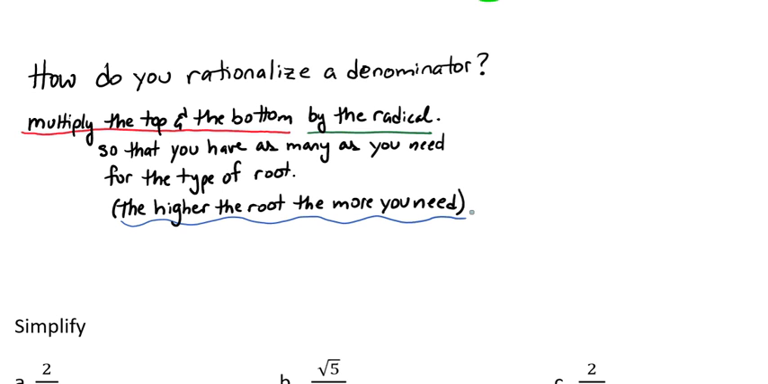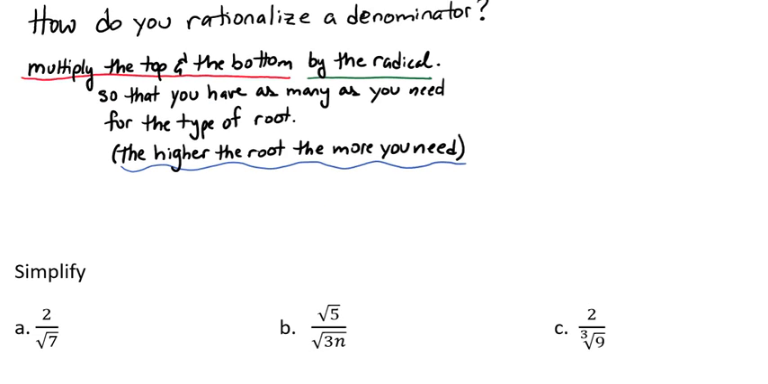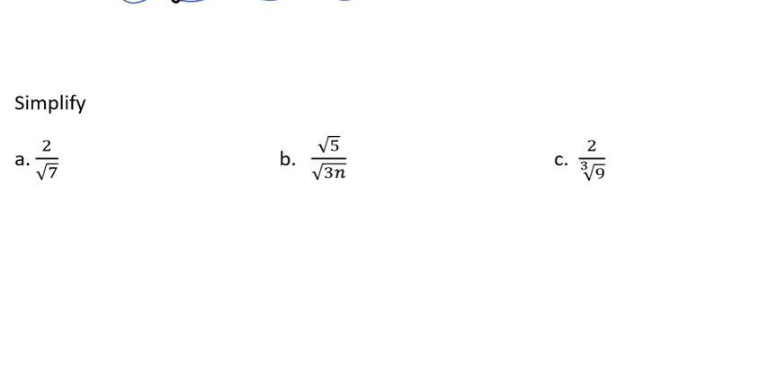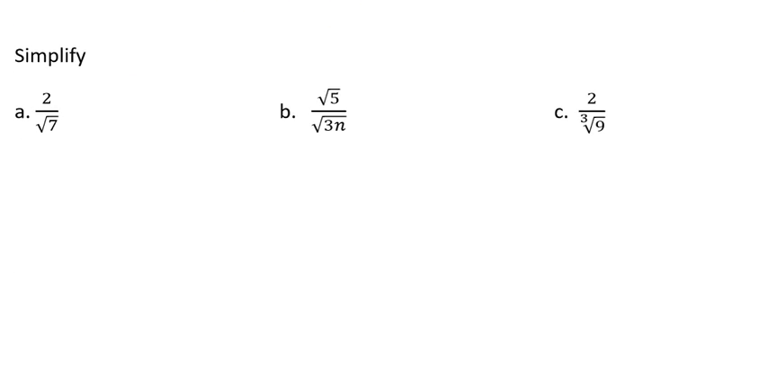Let's do some examples with some square roots. So in this example, we're going to be simplifying 2 divided by the square root of 7. We can't leave a square root in the denominator. And so to simplify that, as mentioned before, we're going to multiply both our denominator and our numerator by the root. And because it's a square root, it means that I only need 2 7s. And I have 1, 2 in the denominator, so I'm good to go.